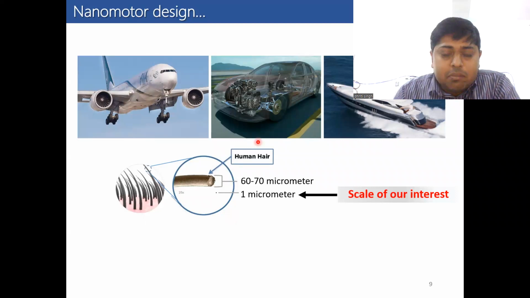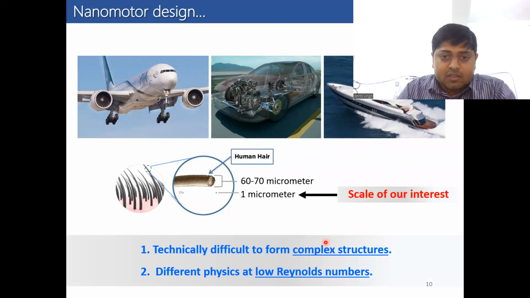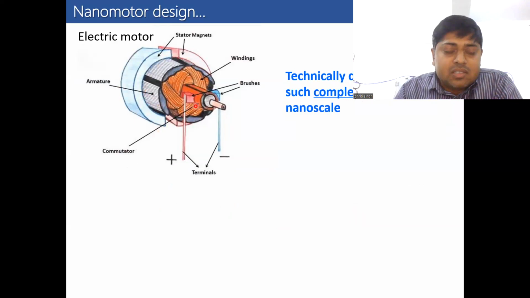This is basically limited by two factors. One is the complex structure, and the other is governed by the physics that is defined by the law of Reynolds number. Briefly, first, for any motor, you have so many components like the shaft, rotor, and coils that you will need for the motor design. Having so many components at the nanoscale is simply impossible. So even if you start thinking about designing a motor by conventional technologies, it will not work because you cannot put so many components at such a small scale.